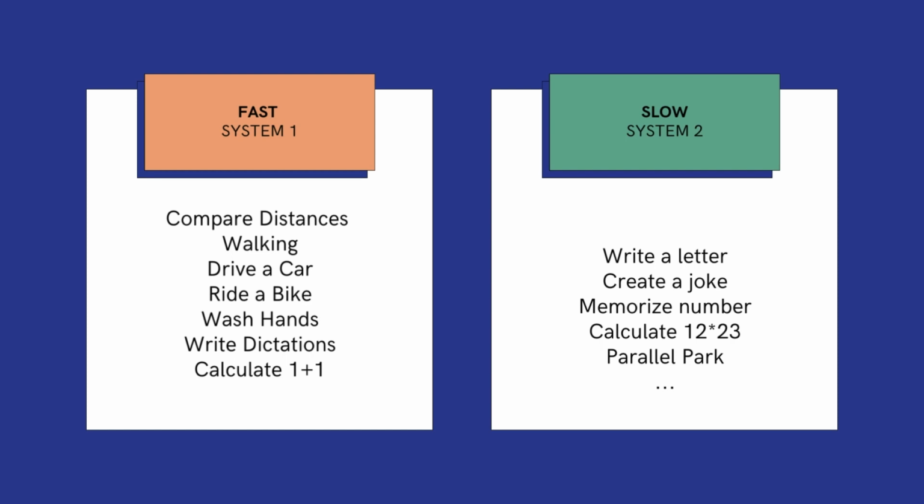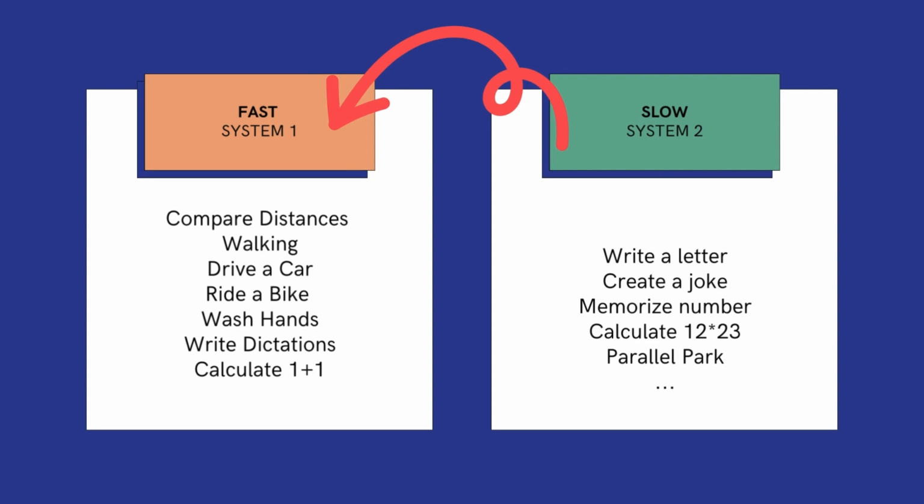System two, they're slow, deliberate. You really need to focus. You need to stop doing other things, right? So an example of this would be writing a letter, creating a joke, memorizing a number, calculating something complex like 12 times 23. You really need to think about it. You know the process, but you need to think about it. Or parallel parking, right? For those things, you kind of stop, think about it, and then continue.